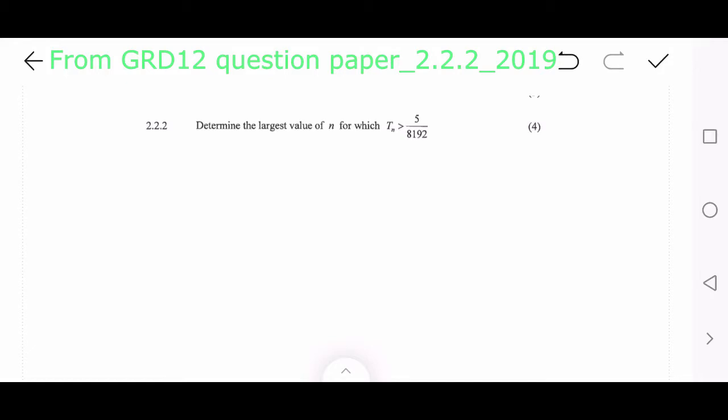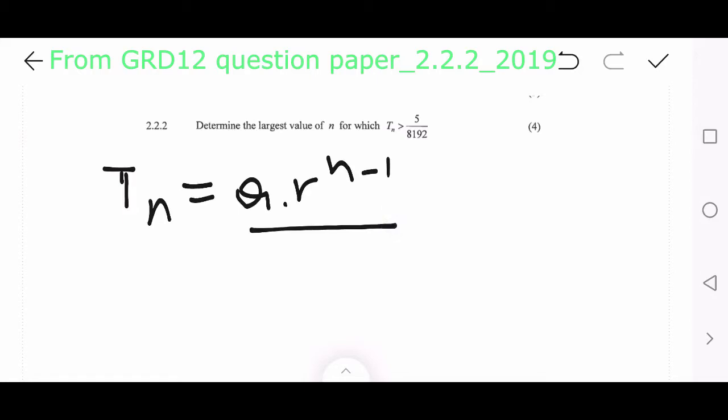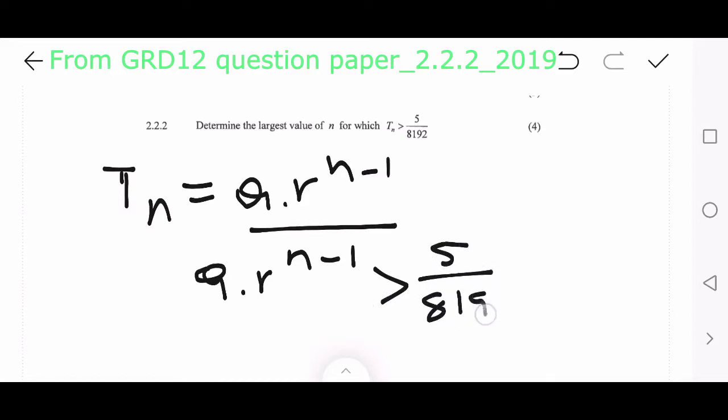So our second question says determine the largest value of n for which Tn is greater than 5 over 8192. So we know that Tn, or the general formula, equals a times r to the power n minus 1. So we can substitute this expression for Tn, and we will have a times r to the power n minus 1 is greater than 5 over 8192.